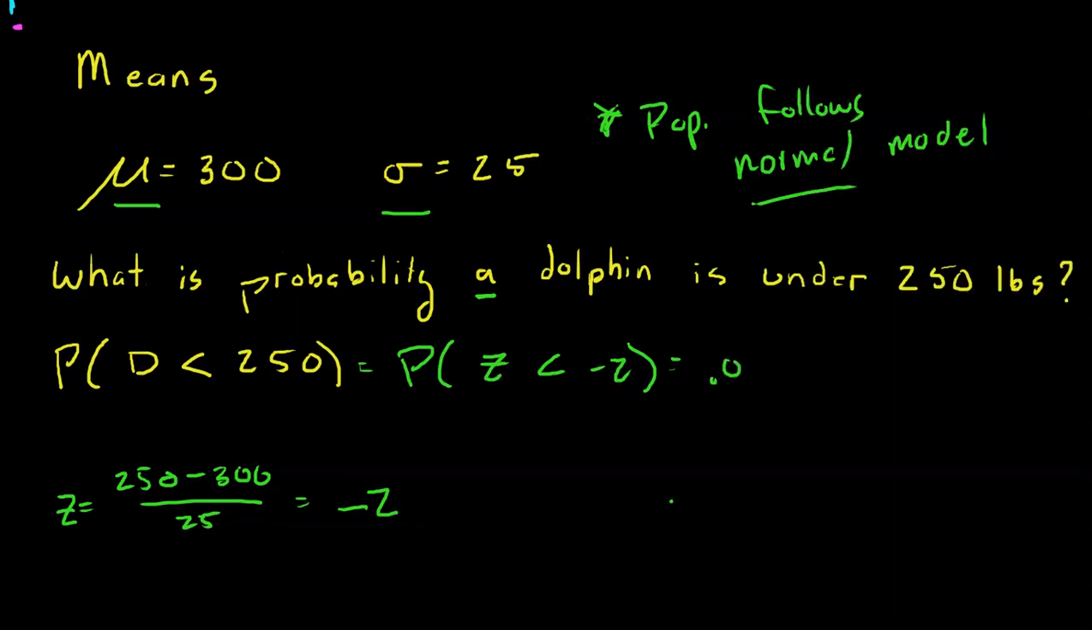0.0228. So it's about a 2.28% chance that you're going to find a dolphin under 250 pounds. A dolphin. All right, great.